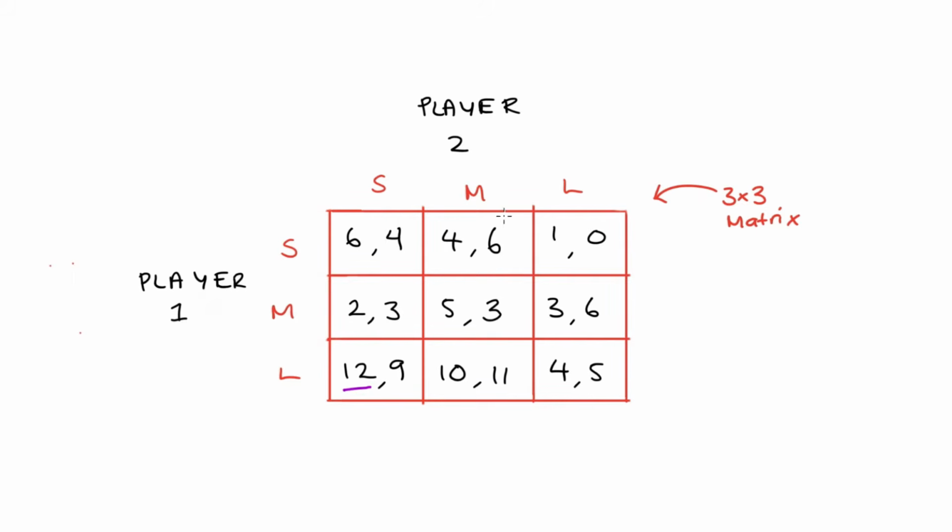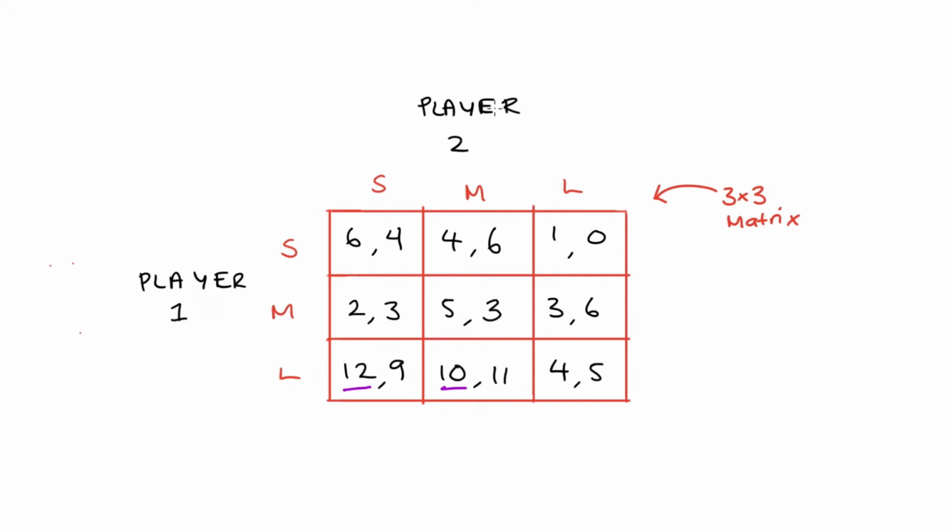If player 2 played M, we would be on this middle column here. Player 1 could play S and get 4, M and get 5, or L and get 10. Again, L will be the best response here because 10 is the largest payoff. It's bigger than 5 and 4.